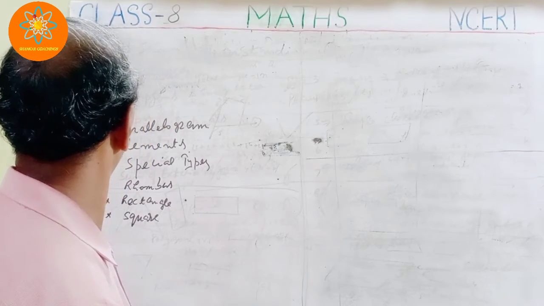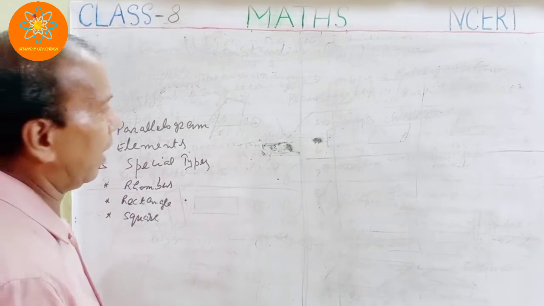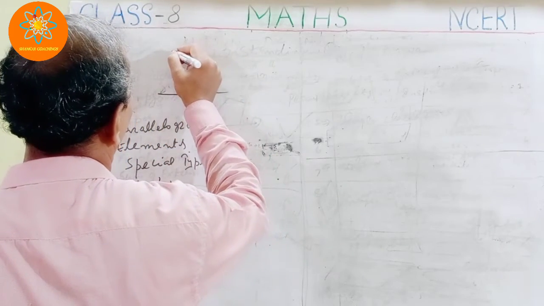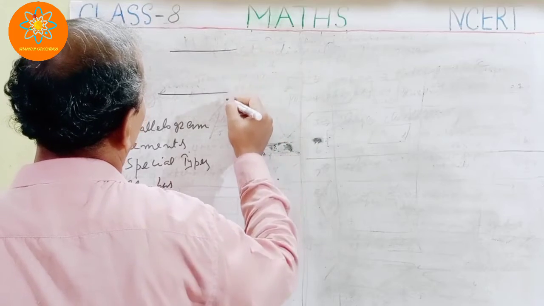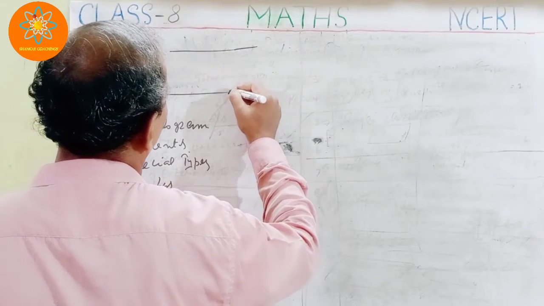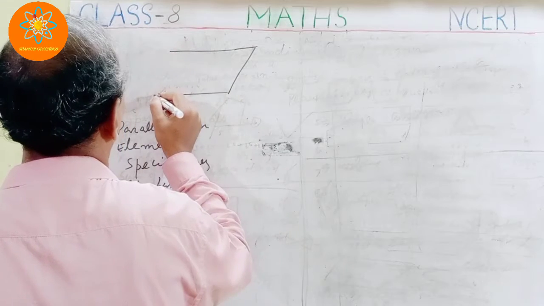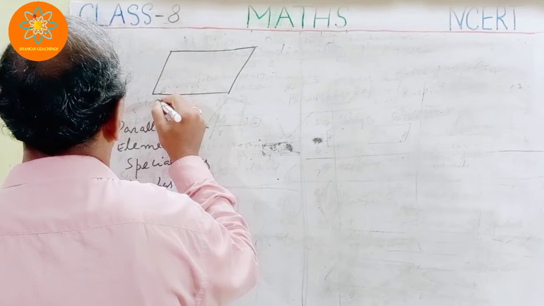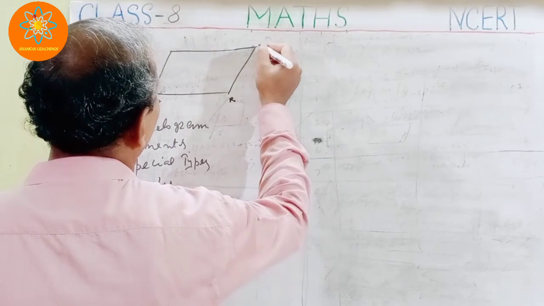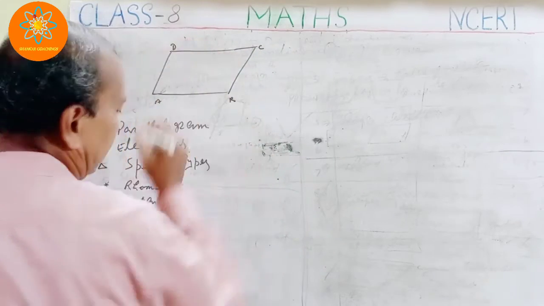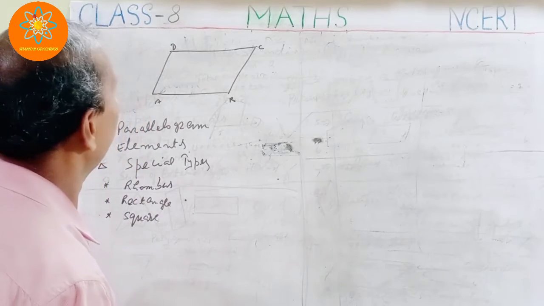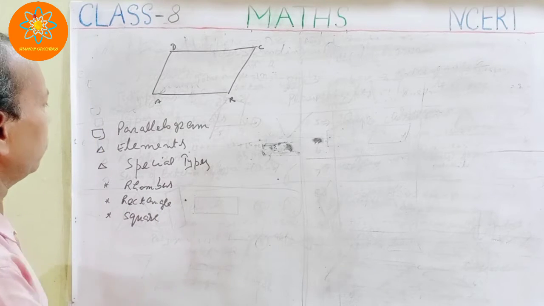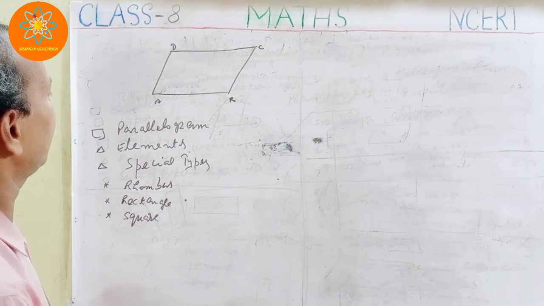So, for discussing elements, I am drawing one parallelogram here. Suppose this is the parallelogram. This is parallelogram A, B, C, D. This is the parallelogram. Now, I want to see the elements first.